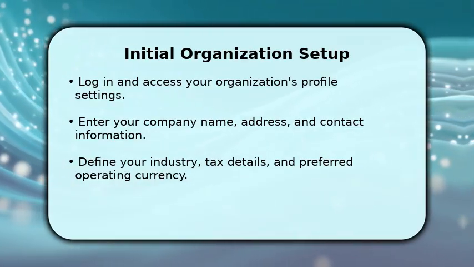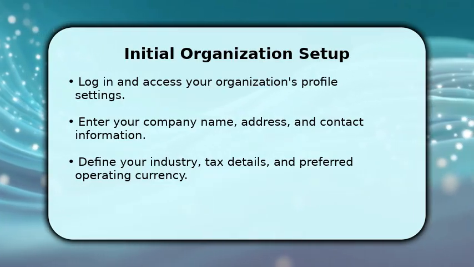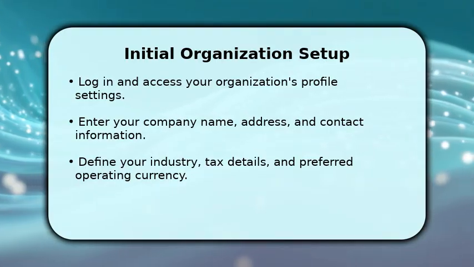Once your Zoho account is active, the next step is to configure your organization's profile. Log in and find the Settings section to update your company details. Here, you will input essential information such as your business name, physical address, and contact numbers.